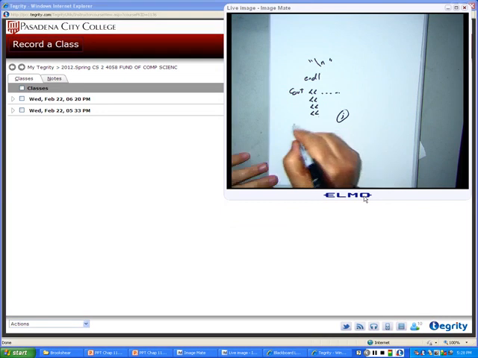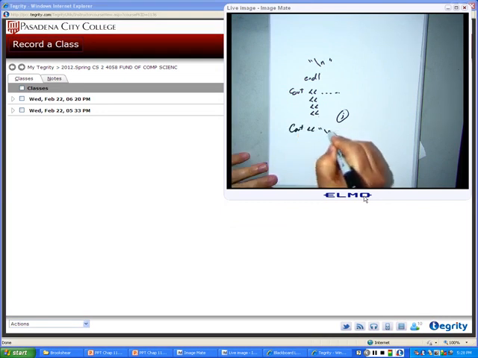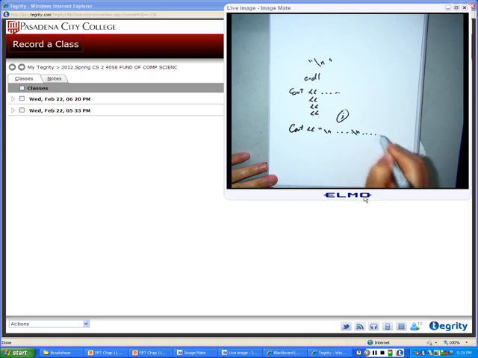So if I have cout, I can put the \n at the beginning, I can put it in the middle, or I can put it at the end, whenever I want to. So that's going to give me a carriage return. So I can put it in the middle of it.